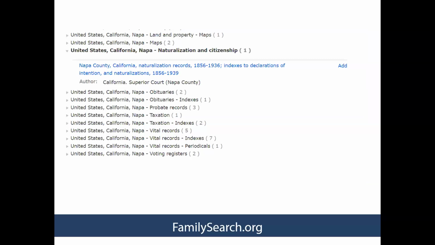So if we're using that information from the voter record, we want to then look at the actual records for, in this case, the county of Napa. So we go to our card catalog on FamilySearch, we go to Napa, we go to naturalization and citizenship, and we do see there are records available within the time period we're interested in.